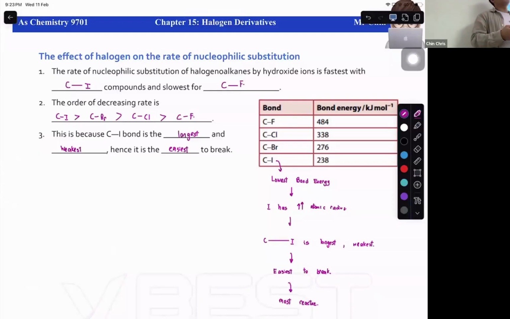Once done, next page. We are almost done with chapter 15 already. Have 2 more reactions and we are done.